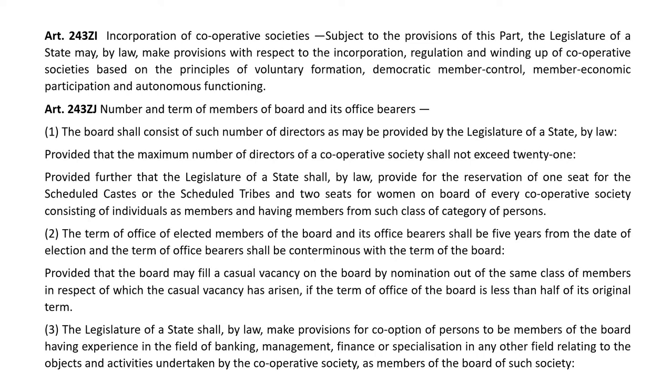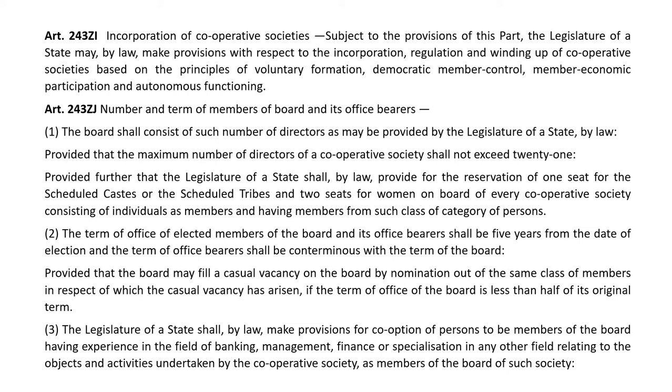The board shall consist of such number of directors as may be provided by the legislature of a state by law, provided that the maximum number of directors of a cooperative society shall not exceed 21. Provided further that the legislature of a state shall by law provide for the reservation of 1 seat for the scheduled caste or scheduled tribes and 2 seats for women on board of every cooperative society consisting of individuals as members and having members from such class of category of persons.